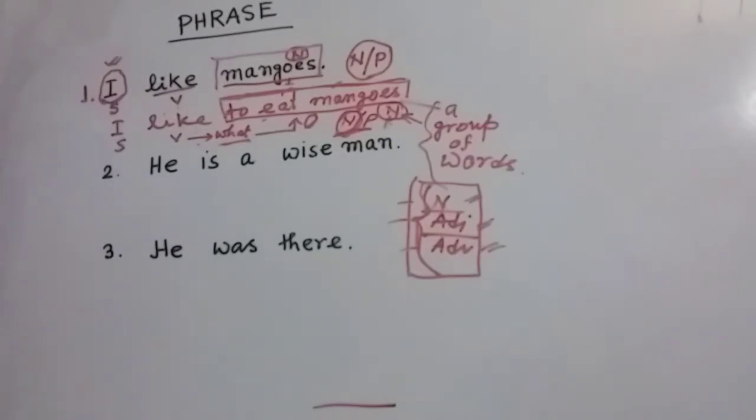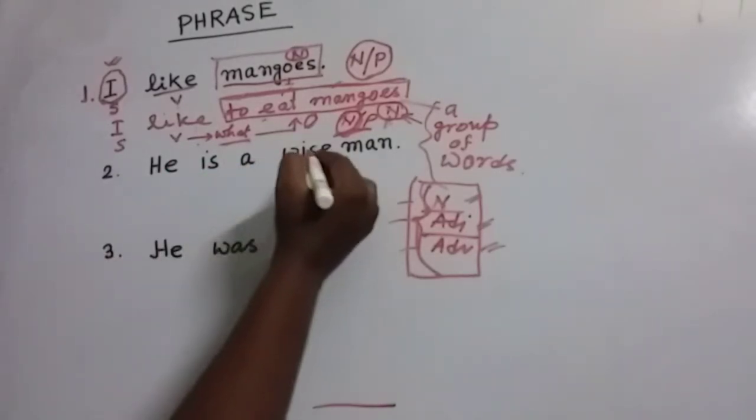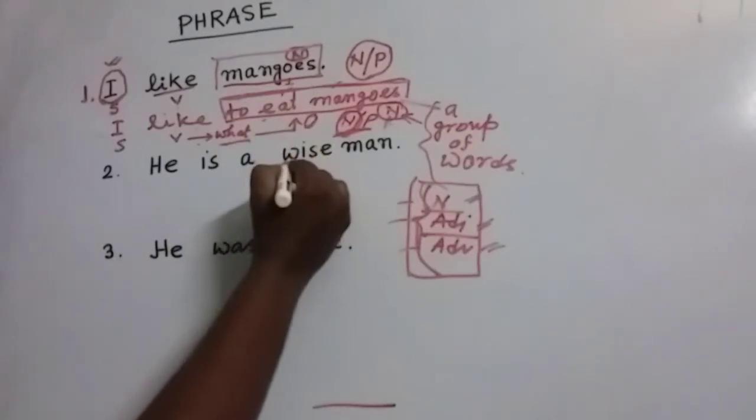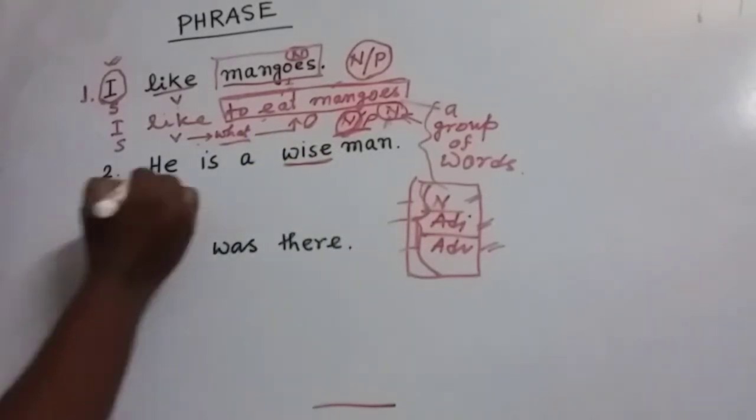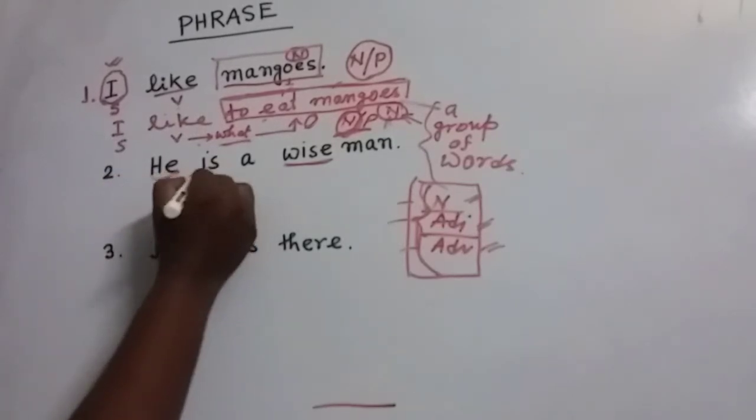In the second part, we'll just apply the same theory. Let's look at this part. He is a wise man. My dear friends, here we can see, he is a wise man. So look at this part. He is the subject of this sentence. Is is the principal verb.